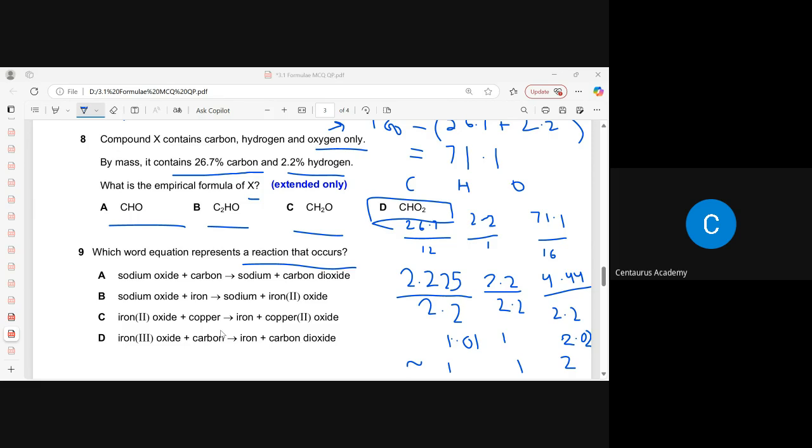For this, you should know the reactivity series. Yes, pass it. Okay, Zoya says D. What is the answer? Hamdan also says D. Very good.